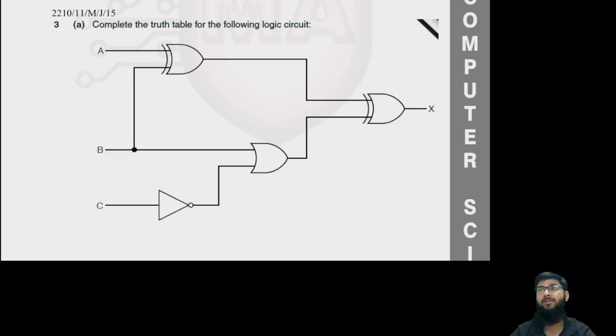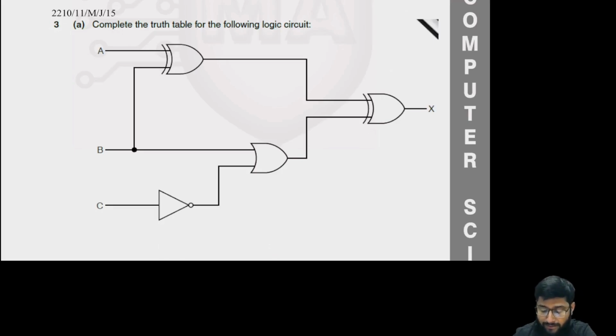Now today we are going to study what are the types of questions that come for logic gates and how we're going to solve them. As you might see on your screen, 221011 is the variant, May June is the session, and 15 is the year. So it's question number 3 in your paper in 2015, and part A says complete the truth table for the following logic circuit.